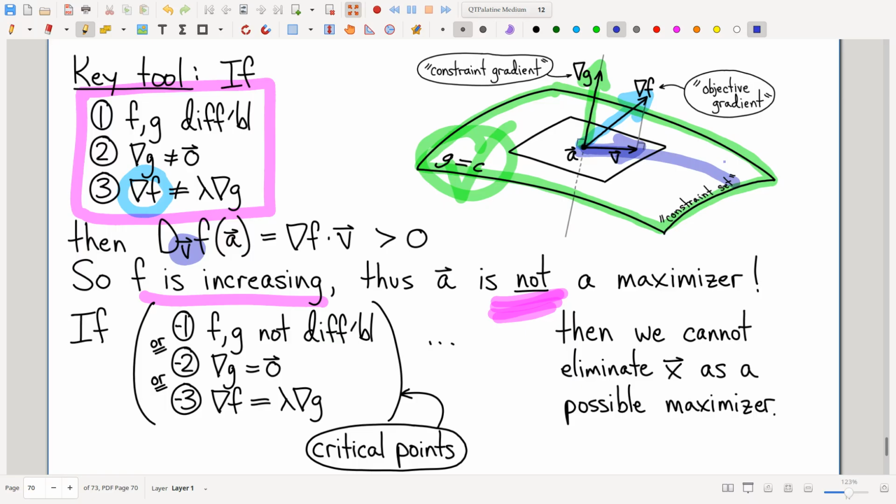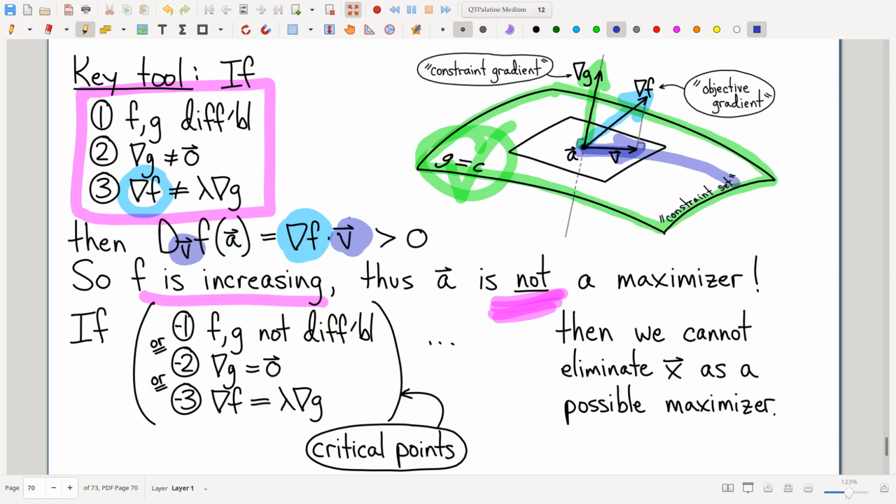And how fast is the function changing as I go in that direction? Well, as I go in that direction, gradient dot v, that's clearly an acute angle. That means this is going to be a positive directional derivative. The function's still increasing, and therefore not a maximum. Everybody good?